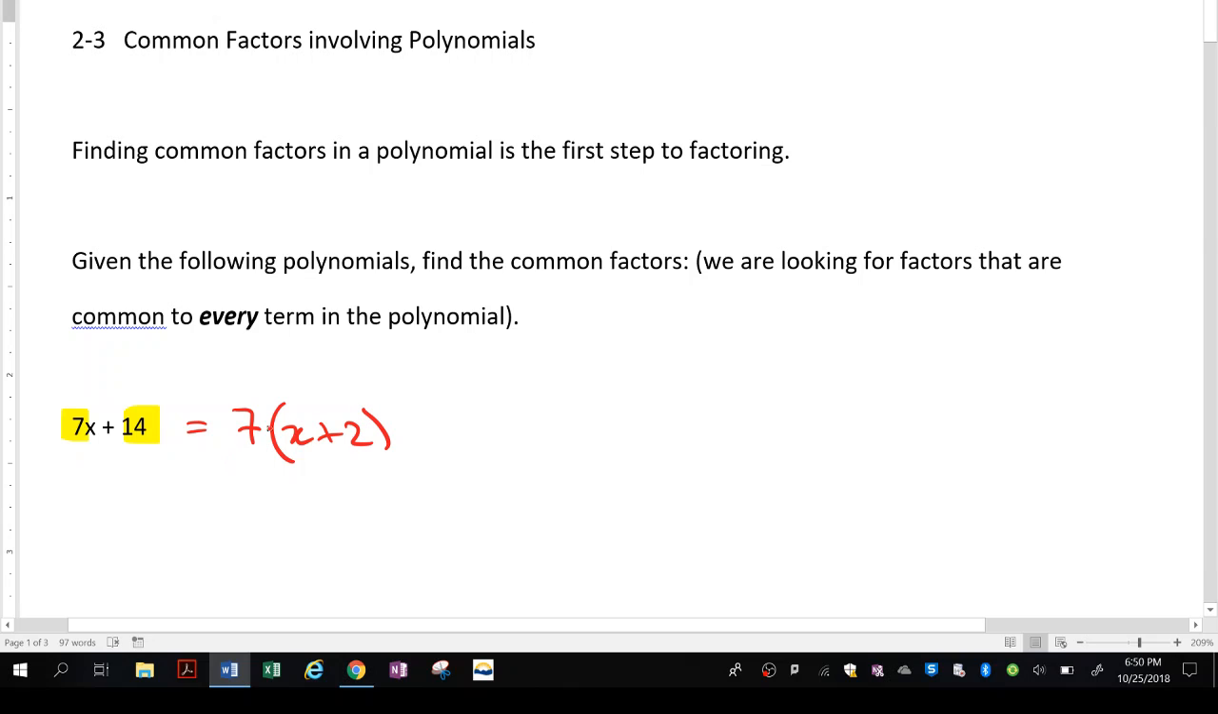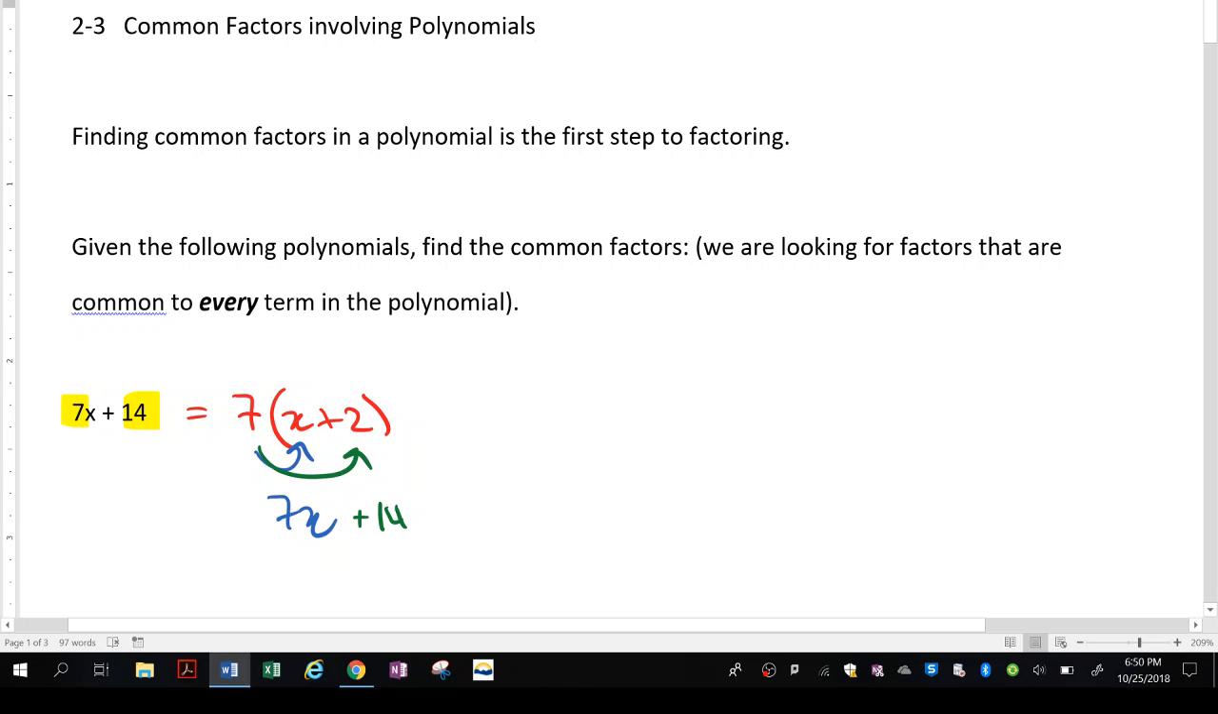Now you can call this reverse distribution, and we can distribute back to double check our answer. So 7x plus 14. Let's look at another example that's a little bit more difficult.